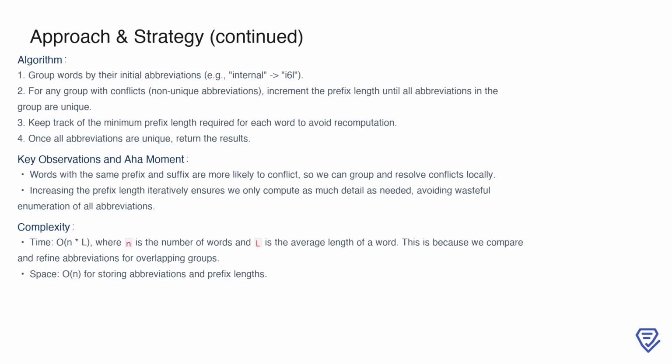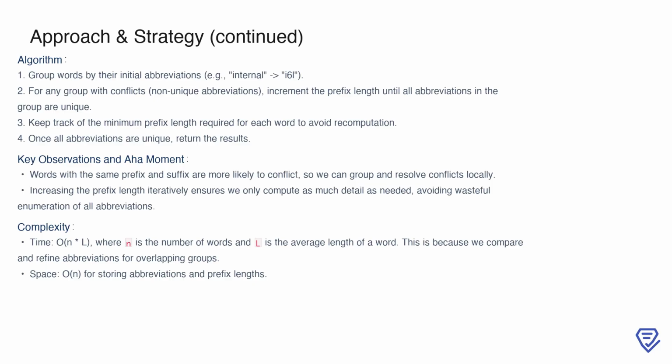The optimized approach can be broken down into a clear algorithm. First, we start by grouping words based on their initial abbreviations. For example, the word internal would initially be abbreviated as I6L. If conflicts arise within a group, meaning multiple words share the same abbreviation, we increment the prefix length for those words until their abbreviations become unique. Throughout this process, we keep track of the minimum prefix length needed for each word, ensuring we don't recompute unnecessarily.